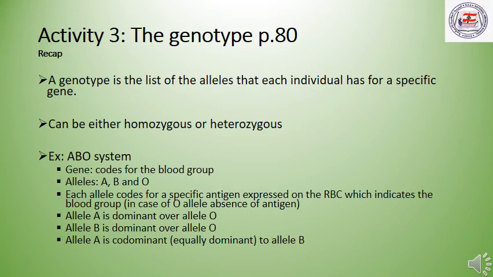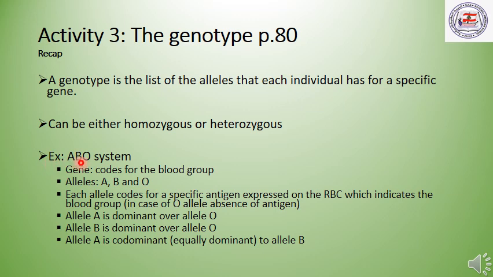To continue Activity 3, entitled The Genotype, please open your books to page 80. We're going to start with a recap of what we took from the previous video. What is a genotype? A genotype is the list of the alleles that each individual has for a specific gene. The genotype can either be homozygous or heterozygous. Homozygous is when we have both alleles identical. Heterozygous is when you have two different alleles.